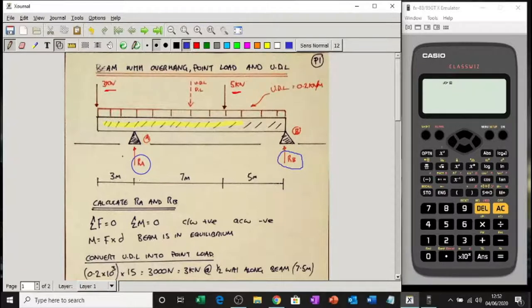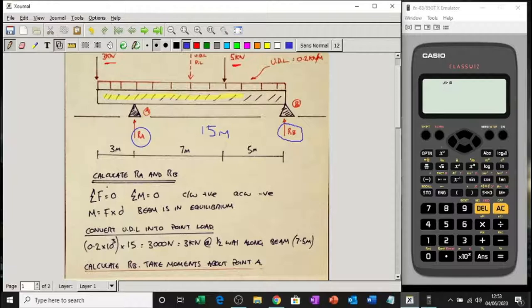These are the distances. The overhang is 3 meters. The 5 kilonewtons is 7 meters from this point, and the other load is 5 meters to the end of the beam. This bit here, I put in just to point it out later on. This is where the UDL will act. Don't forget, we don't like the UDL like that. We need to convert it into a point load. It acts halfway along where the UDL acts. So this beam is 7, 8, 9, it's 15 meters long, which means the UDL is going to act halfway along, which is 7.5 from either end.